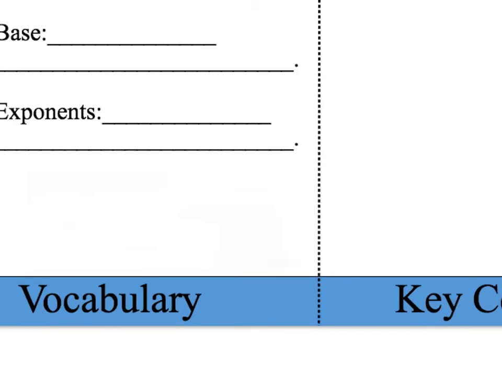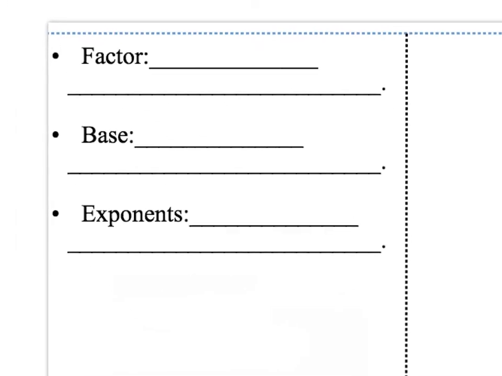So let's go ahead and talk about some of the vocabulary words. Our first vocabulary word is called factor. And a factor are numbers you multiply to get a product. So for example, 2 times 3 are factors of 6.